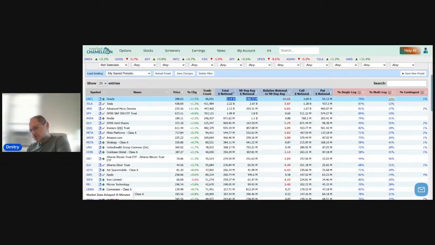Then we have this other condition that has a contingency, which is usually a stock. And here you could see in Oracle it is only 1%. A typical contingency most people are familiar with is a buy-write.